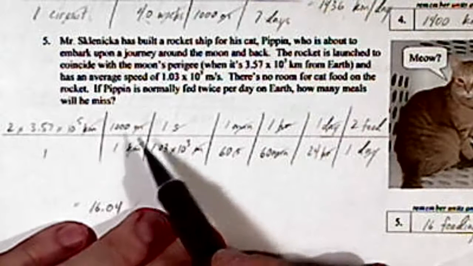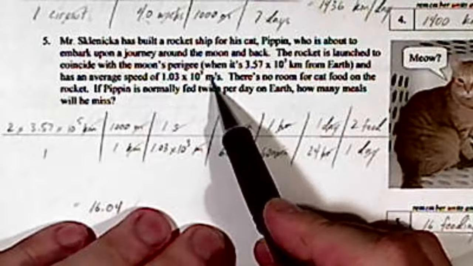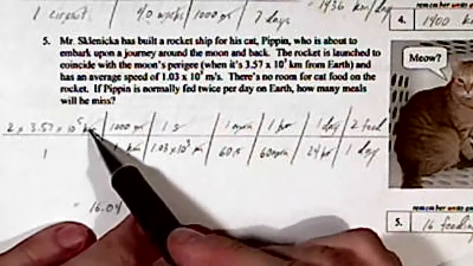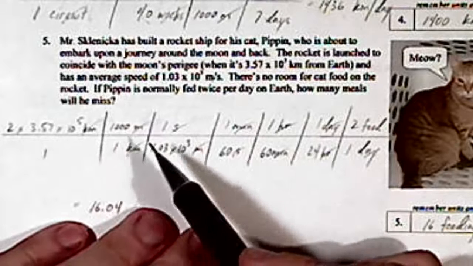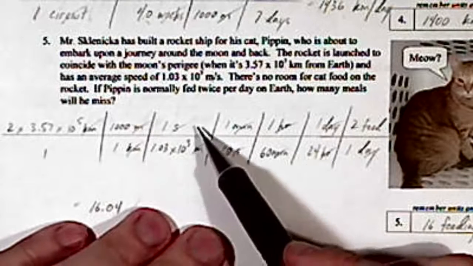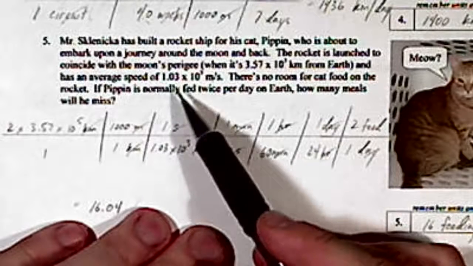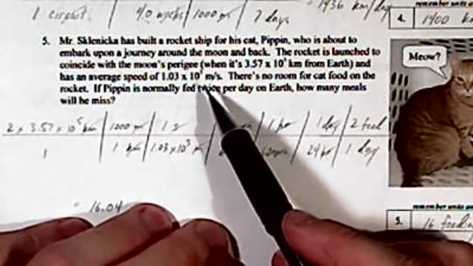Since I know a speed in meters per second, I'm going to have to convert this kilometers into meters in order to be able to use that and cross stuff out. So I know there are 1,000 meters per kilometer. Here I'm going to use a little trick. Because this 1.03 times 10 to the 3 meters per second could be written two ways.